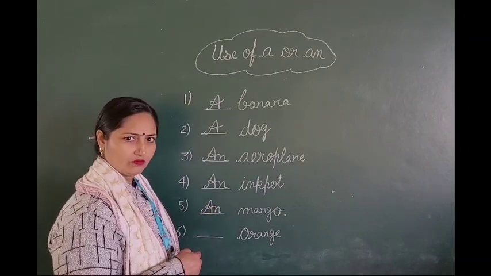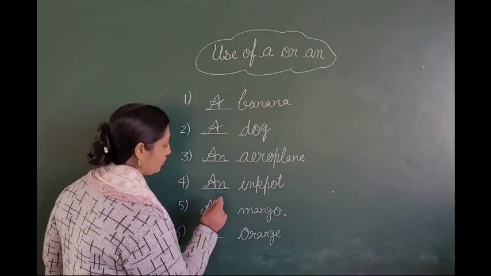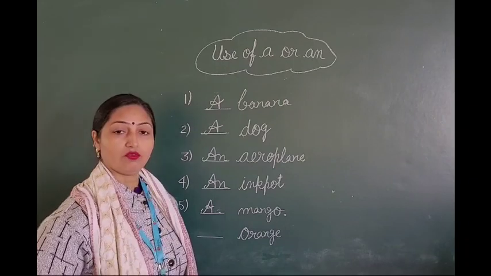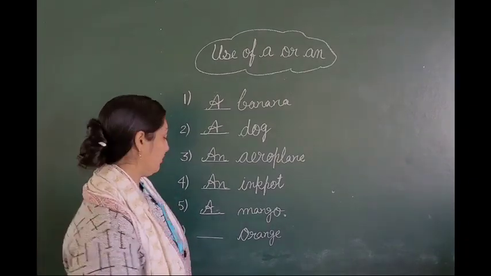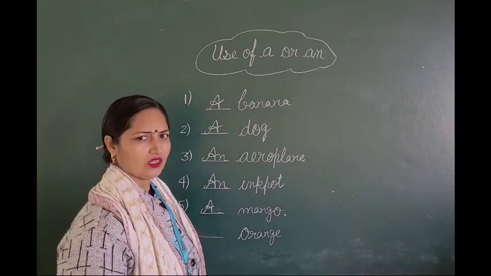Right or wrong? Yes, it's wrong. So we use A before a consonant and we use AN before a vowel. Okay, right?